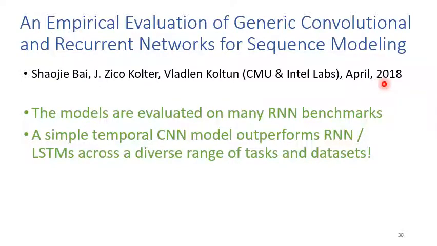In 2018, some researchers were curious about the performance of generic convolutional networks and tried to compare them with different recurrent neural networks on large-scale RNN benchmarks. This paper was published in 2018, and the title is An Empirical Evaluation of Generic Convolutional and Recurrent Networks for Sequence Modeling. Surprisingly, they found that a simple temporal CNN model can outperform RNN and LSTM across a diverse range of tasks and datasets.